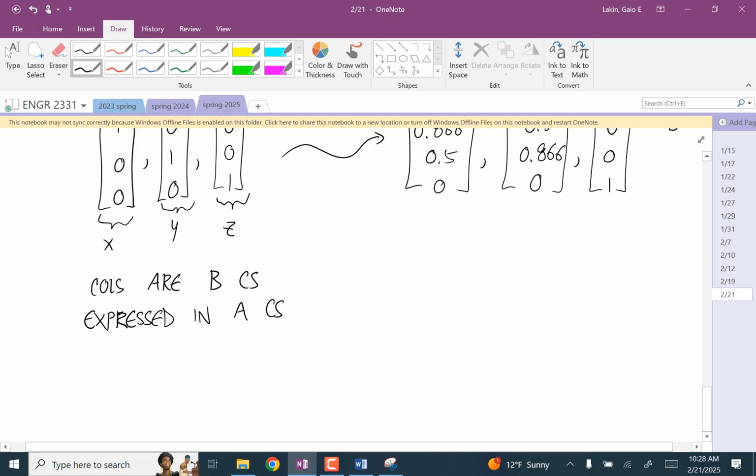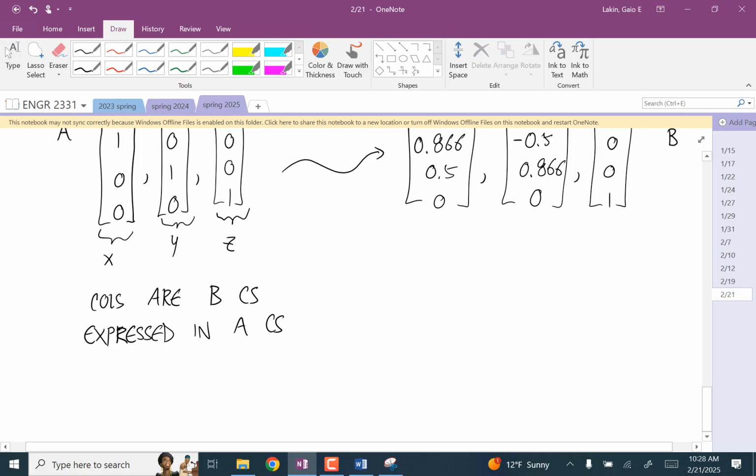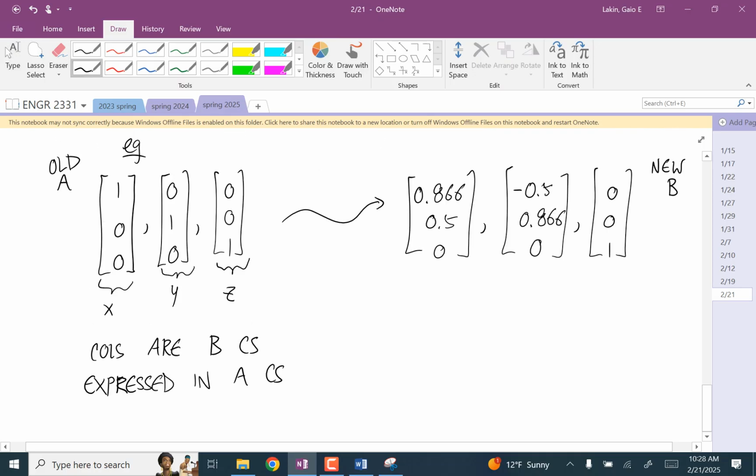Now notice that's the reverse of what we want, okay? But that's easy because we're just going from the identity to this one. So that's just 0.866, 0.50, negative 0.5, 0.866, 0, 0, 0, 1. Okay?